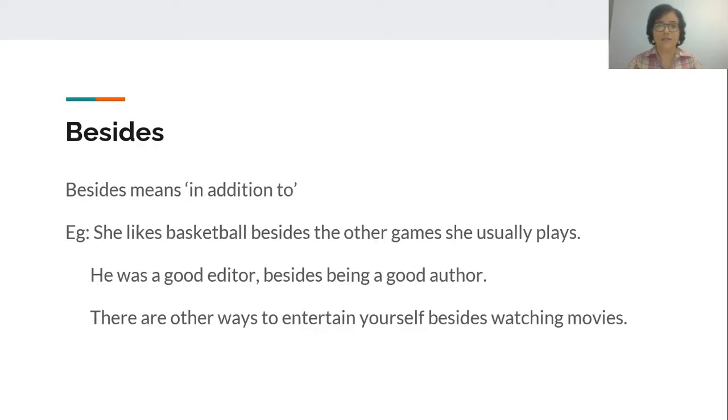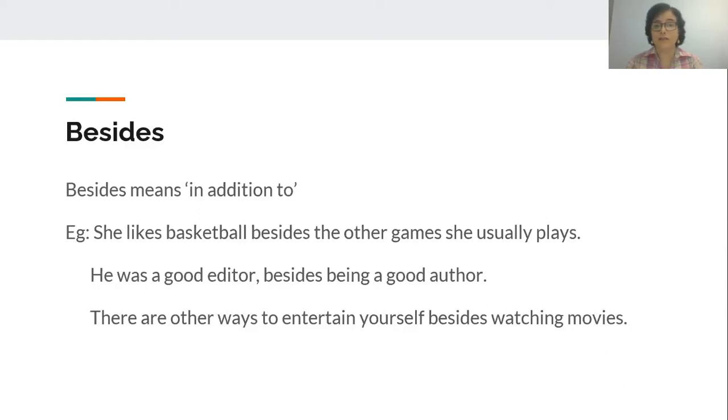The second word is besides. It has an S at the end and the meaning is completely different from the other word we heard before. So besides means in addition to, something extra. For example, I can say, she likes basketball besides the other games she usually plays. Meaning, she likes basketball, but she also likes the other games. Okay, besides that, that means not just basketball.